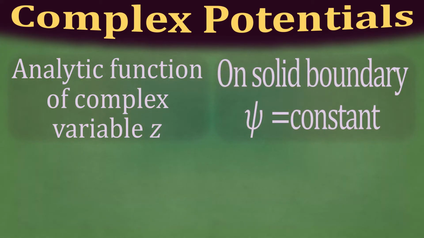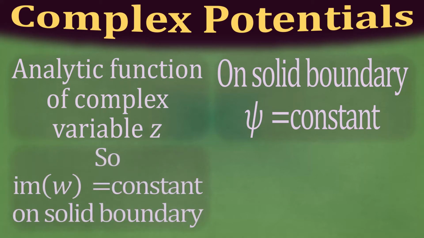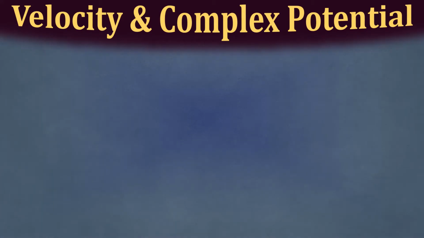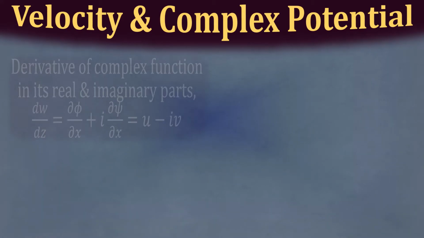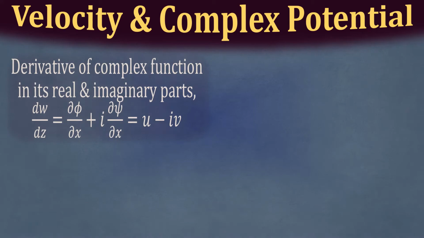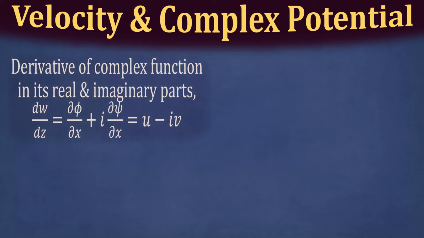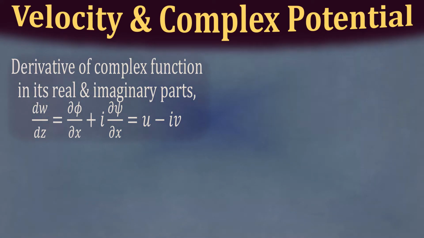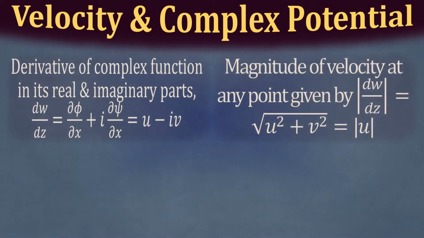Note that on a solid boundary, psi is constant, hence the imaginary part of w is constant on a solid boundary. Next, let's discuss velocity in terms of complex potential. The derivative of a complex function can be written in terms of its real and imaginary parts, as dw/dz equal to the partial derivative of phi with respect to x plus i times the partial derivative of psi with respect to x, which is equal to u minus iv. The magnitude of velocity at any point is given by the modulus of dw/dz, which is equal to the square root of u squared plus v squared.